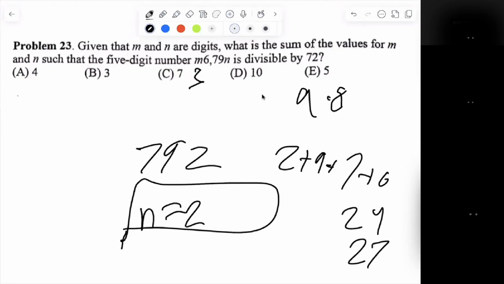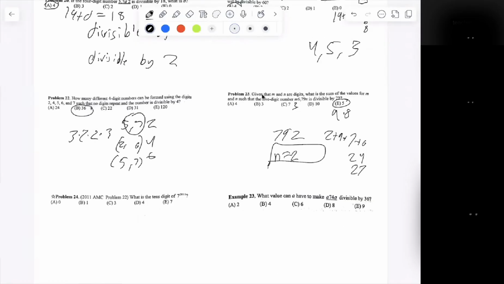But we want to find all possible values, so what we can do is add another 9. But adding another 9 gives m to be 12, which is not a 1 digit. Since there's only one possible way for m and one possible way for n, when we add them both up, we get the answer of 5, or E.